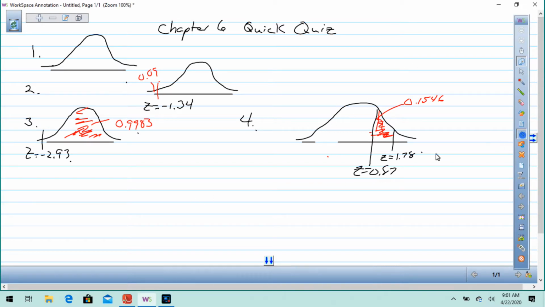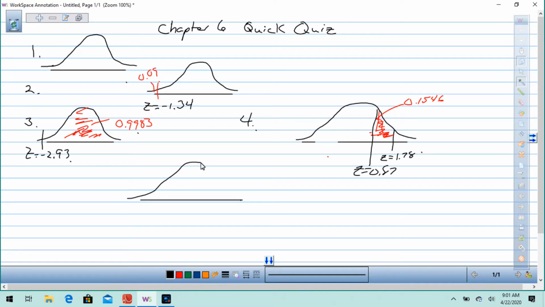Remember, when you draw this, here in the middle, we'll say that's the middle. This is 0. These over here are positive. These over here are negative. Okay.